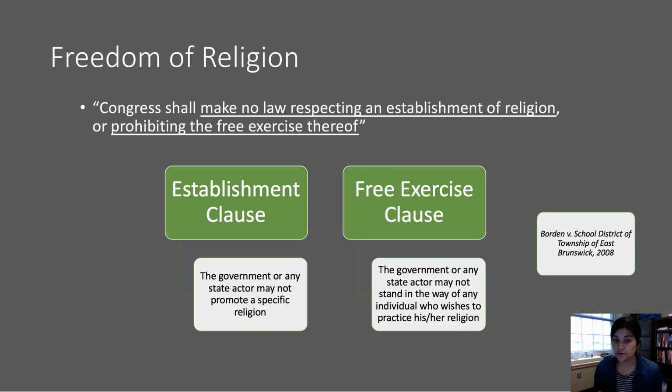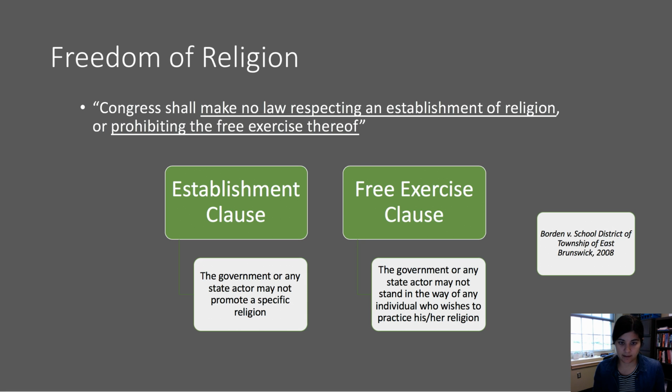So basically we have two things happening here in terms of the freedom of religion component. On one side, we have what's known as the Establishment Clause, which basically states that a state actor or the government cannot promote a specific religion.